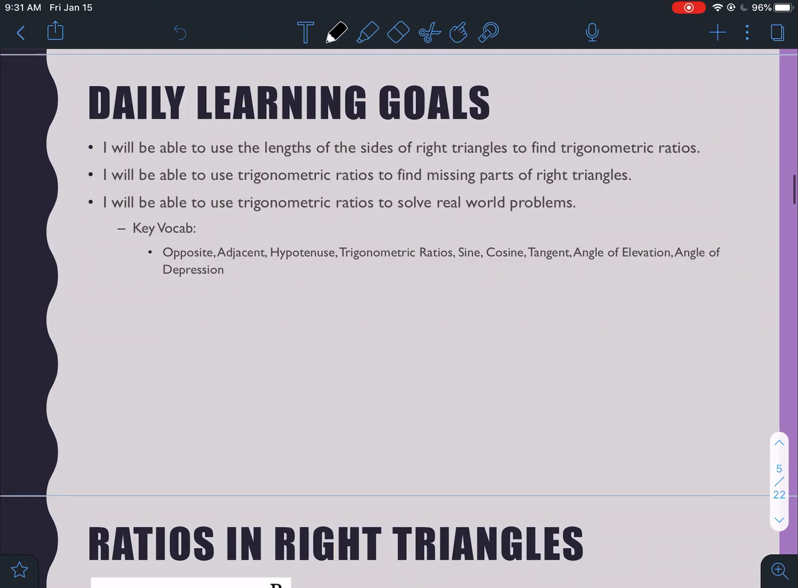So today we are going to continue looking at right triangles, but this time, instead of using the Pythagorean theorem only, we're going to use something else called trigonometry. We're going to use the trigonometric ratios, sine, cosine, and tangent to find the missing parts of right triangles. And then we're going to use those ideas to look at some real world problems.